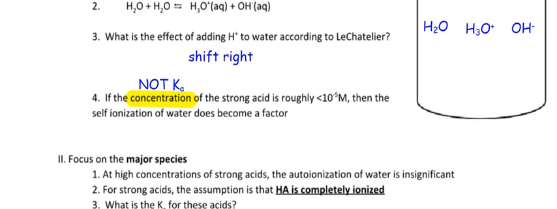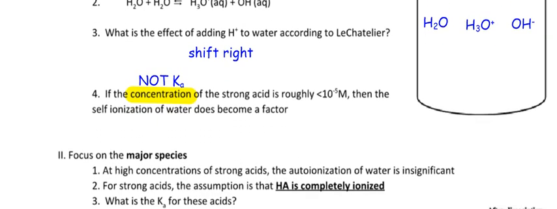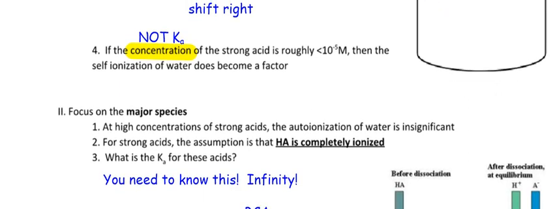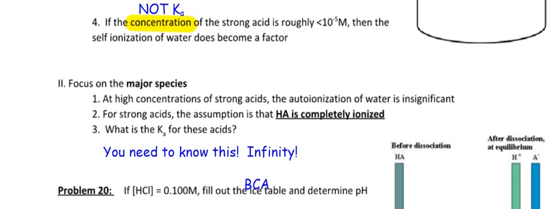So it says, consider the major species in a solution. At high concentration of strong acids, the autoionization of water is insignificant. That 1 times 10 to the negative 7th doesn't make any difference to my calculations. So again, for strong acids, the assumption is that the strong acid is completely ionized. And hey, what is the Ka for these acids? I know we talked about that in section 5.4. What is it? It's infinity.